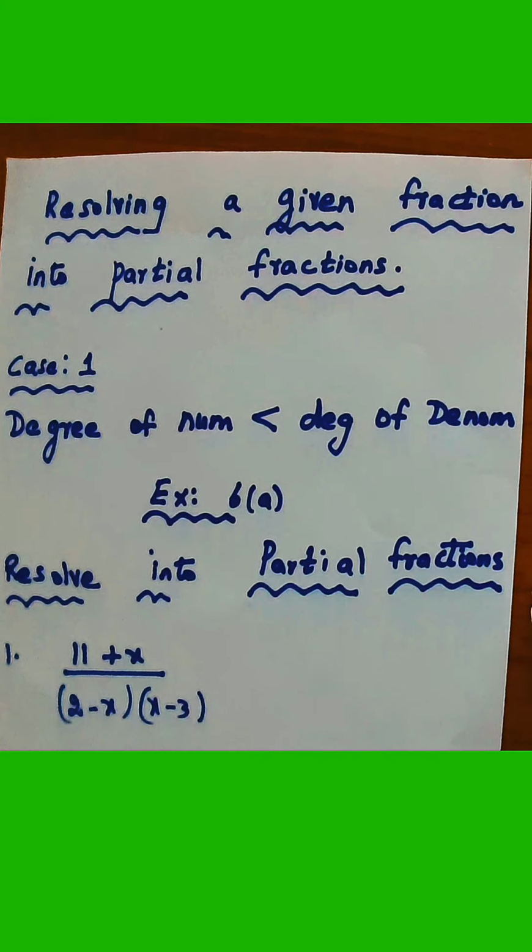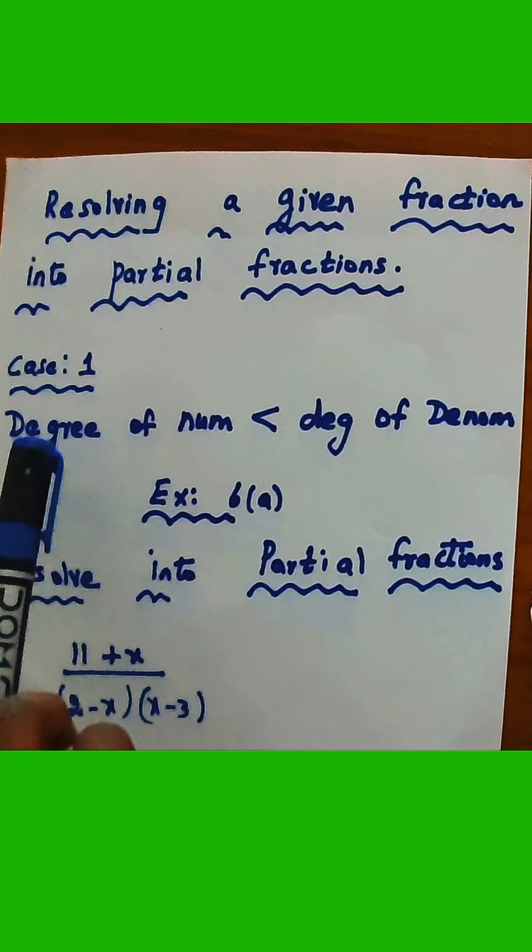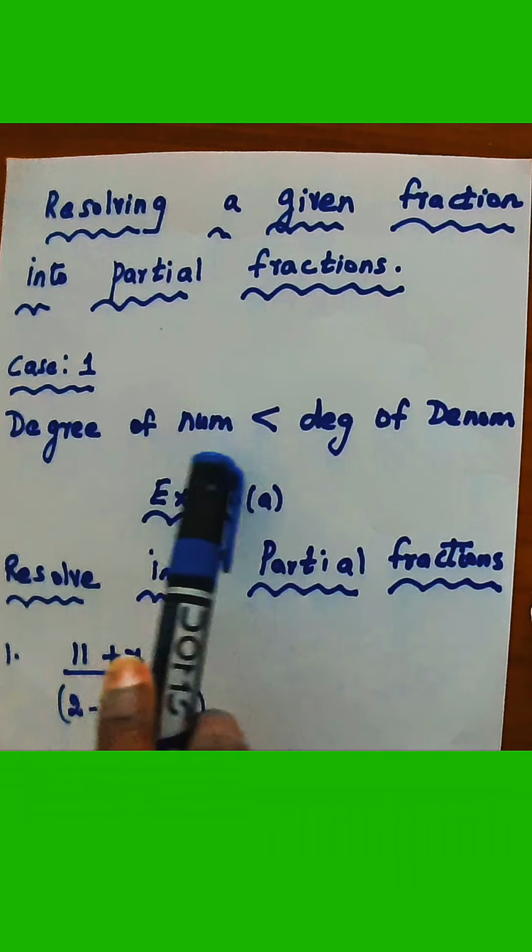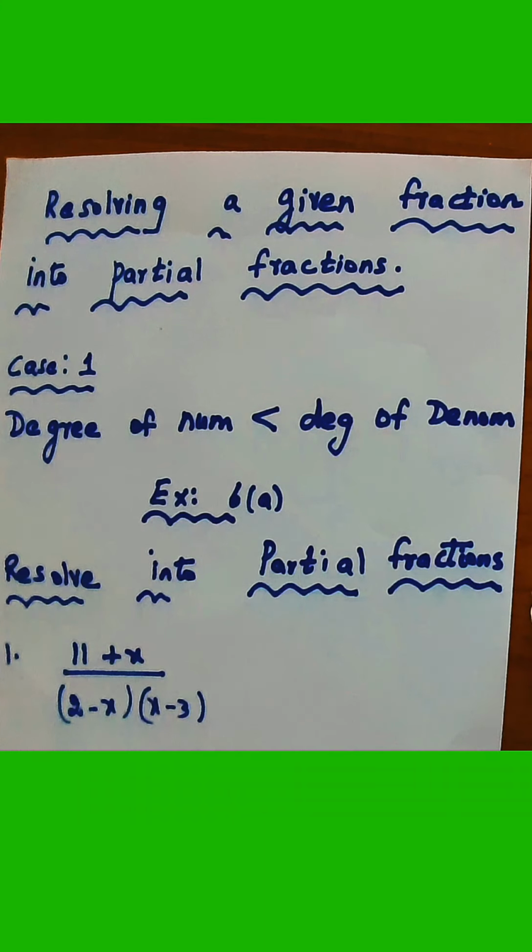I request all of you to take a notebook and classwork and take the notes along with this video. So first type we'll see is when the degree of the numerator is less than the degree of the denominator. You can say it is a proper fraction.